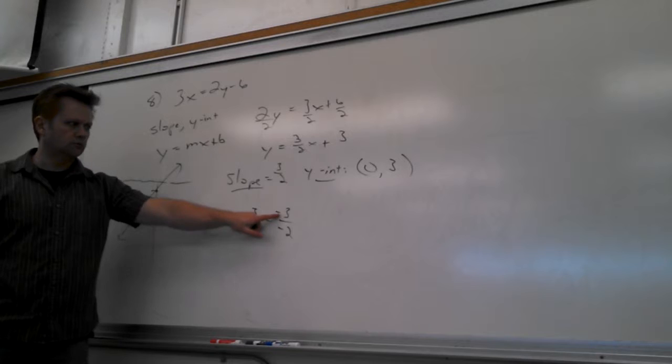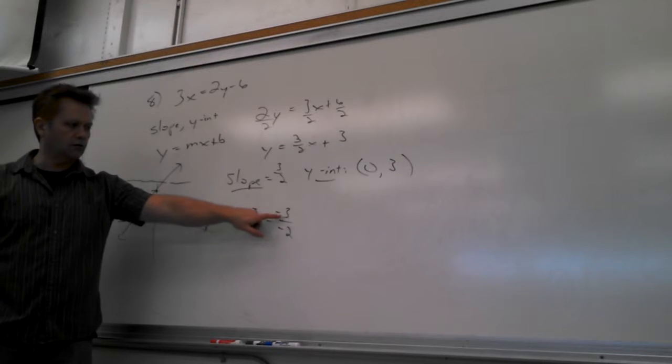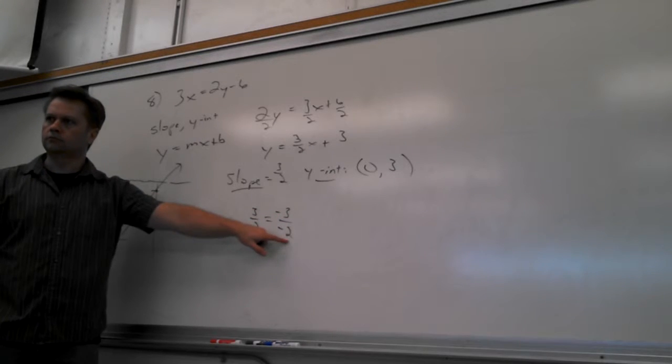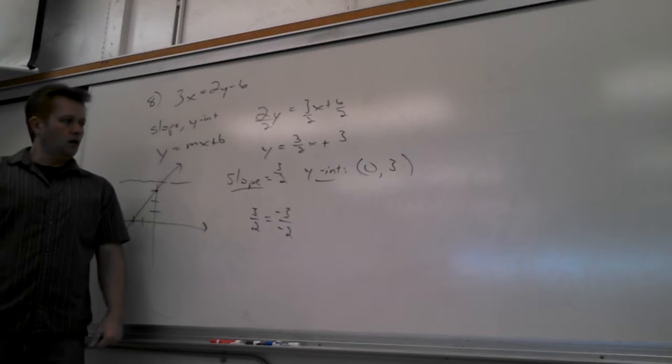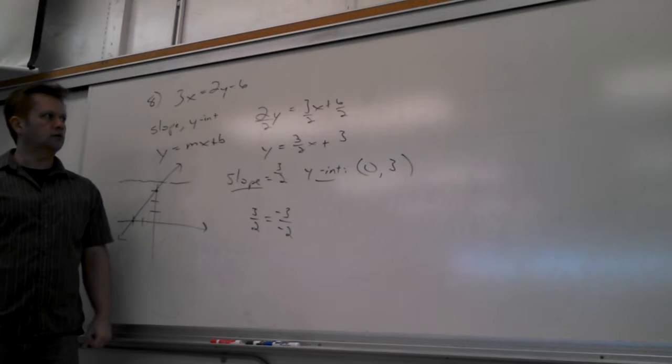Because what does it say to do? Go down 3, back 2. I know, but the original answer is 3/2. Wouldn't you go over 2 and then up 3?